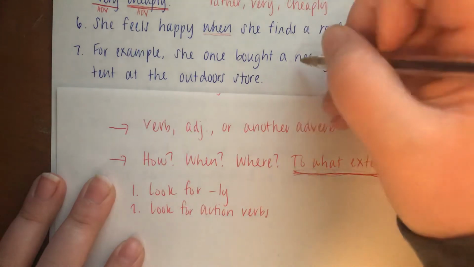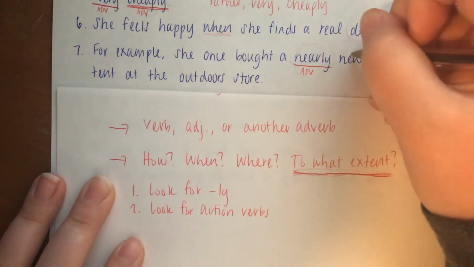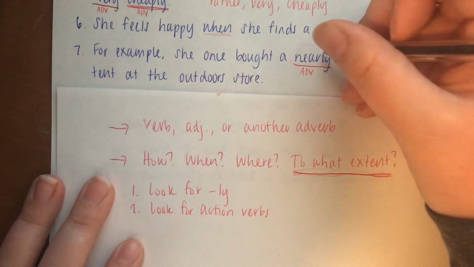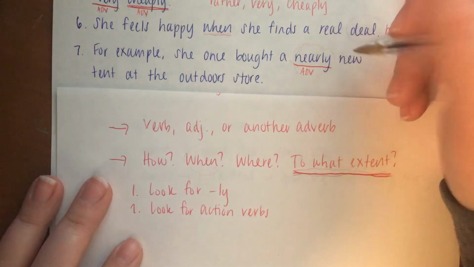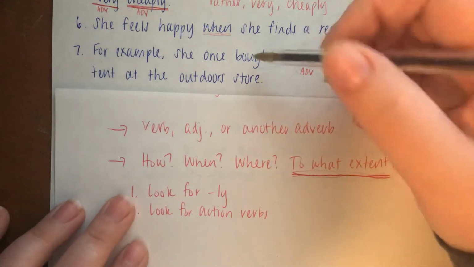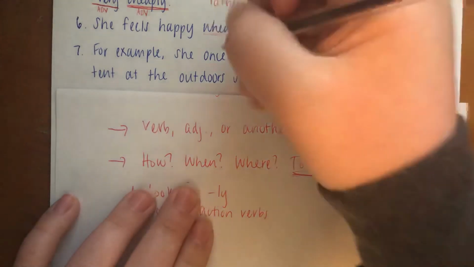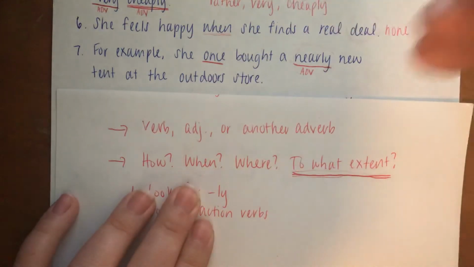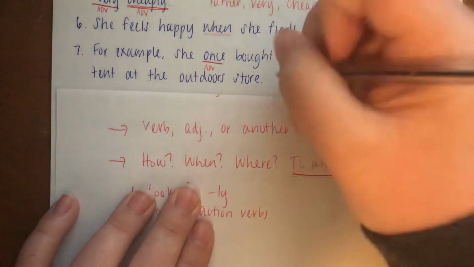So here, nearly is an adverb modifying the adjective new. How new is it? It's nearly new. To what extent is it new? It's nearly new. All right, and we have one more. If you notice, we have an action verb bought. So if we ask bought how, doesn't get answered. Bought when? Once. There was one time when she bought a nearly new tent. So once is also an adverb describing the verb bought.